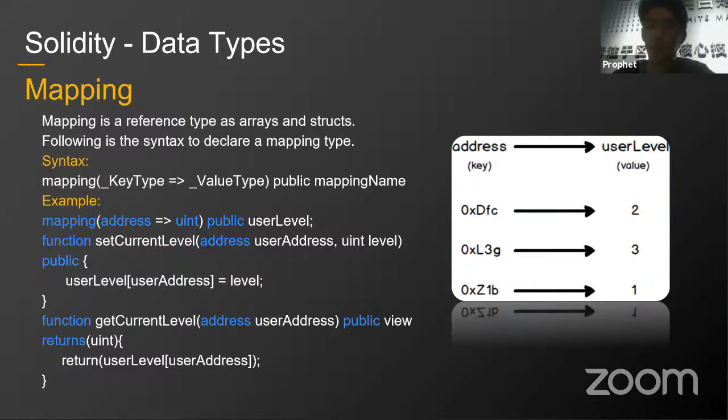Okay, so we store it first, but what if we want to get it out? It's the same way. We can see here, there is another function. We want to retrieve the level that we just stored, right? So we input a user address first, and we use this user address to search for the level stored in the userLevel variable. And it will return the address's corresponding level. Okay, that's how it works.